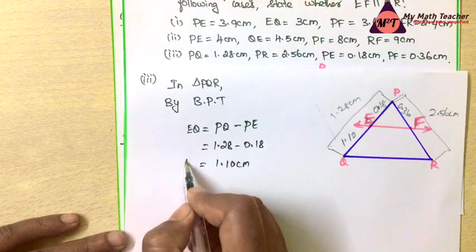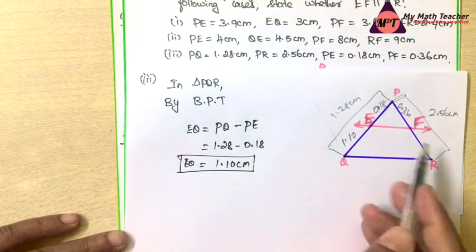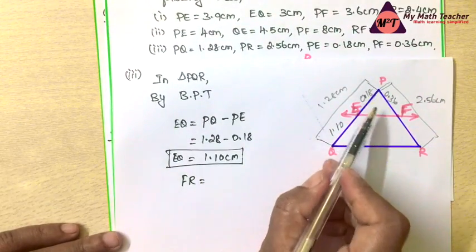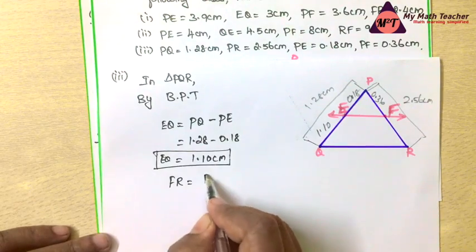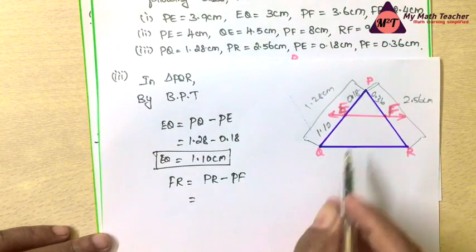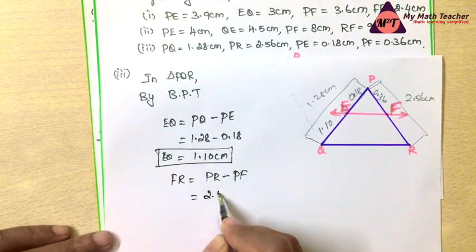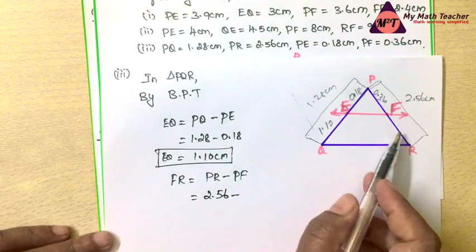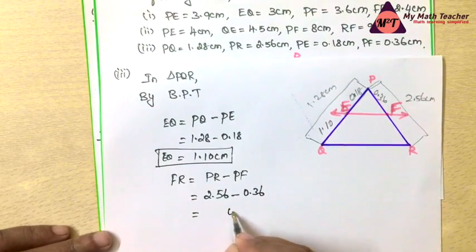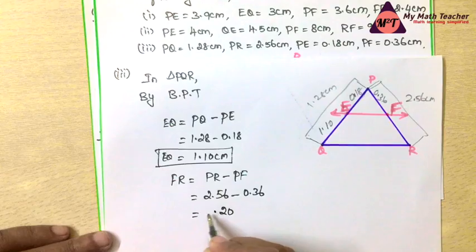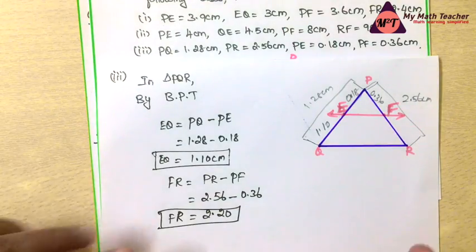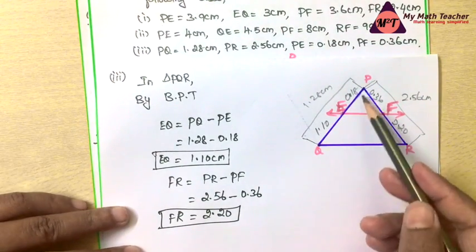The same way, let us find the distance from F to R. This is EQ. Same way, let us find FR. FR is equal to the total distance, that is PR, minus PF. What is PR? 2.56 minus PF. What is PF here? It is 0.36. When you subtract, 5 minus 3 is 2, so FR is 2.20. So now we have got all the values.